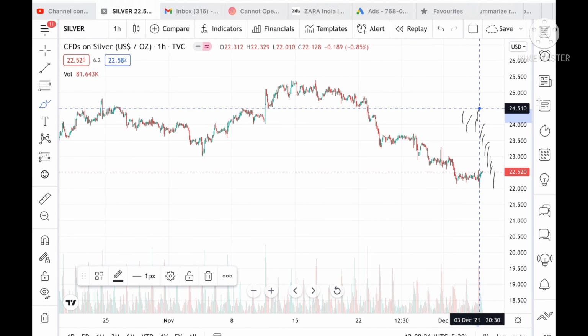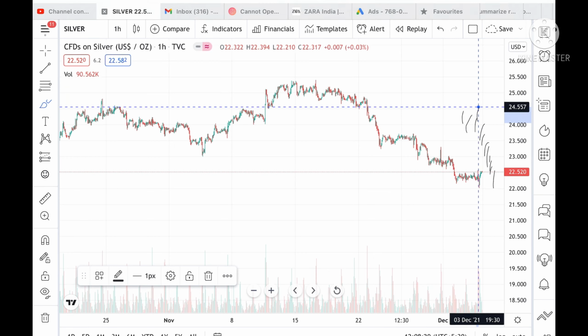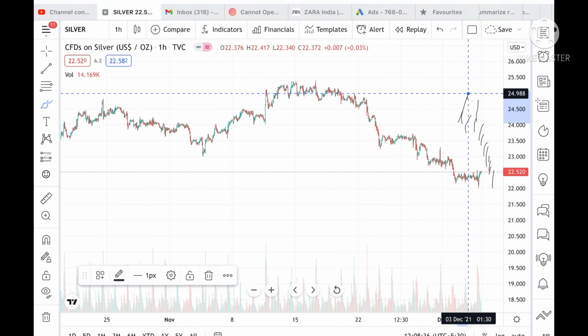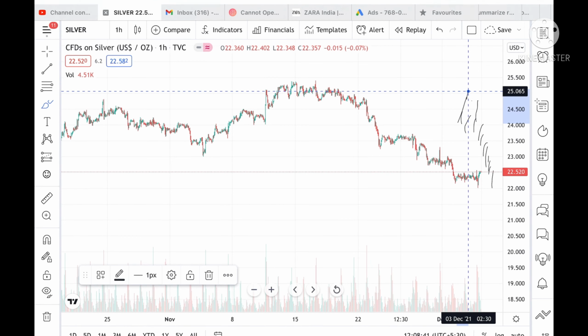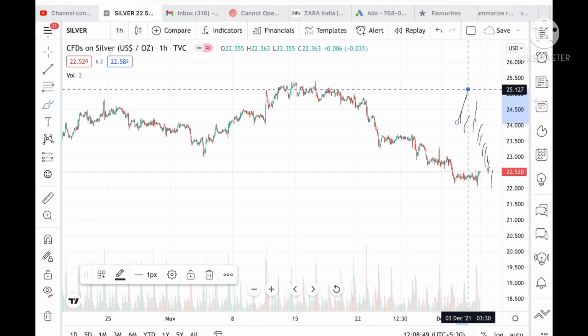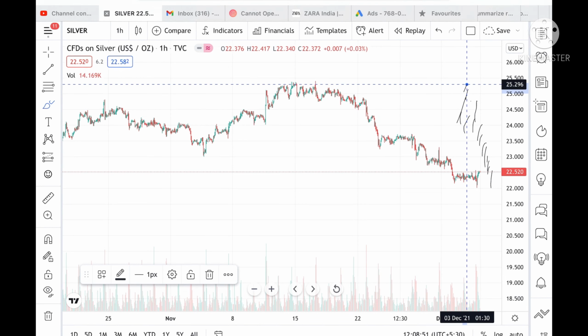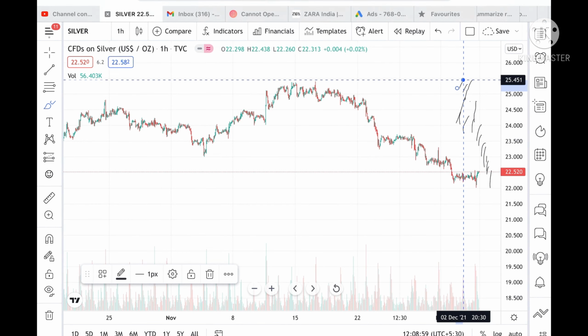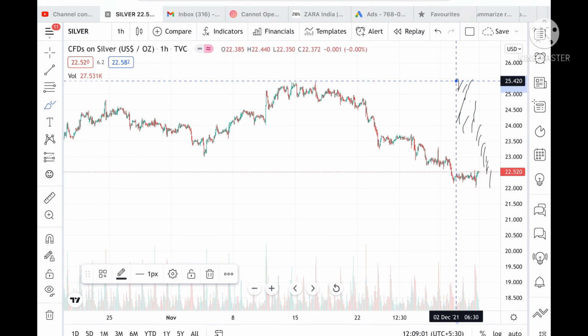From there we can see 24.510, and once this level is crossed upside, we can see 24.803. This level is also tested, so chances are high we can see 24.957, and from there it can go further upside to 25.035 and then 25.142. Once this level is crossed upside, it can go to 25.296 and further to 25.435, because these levels are already tested.